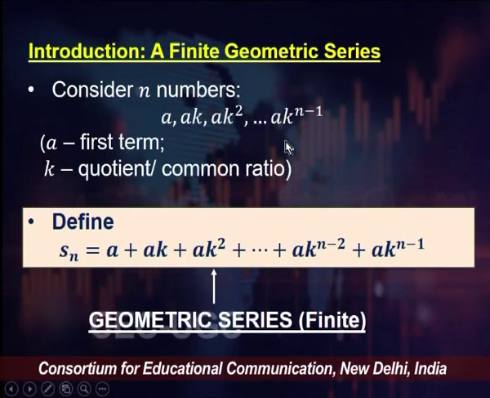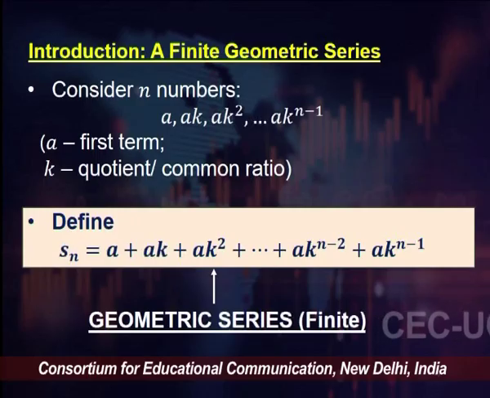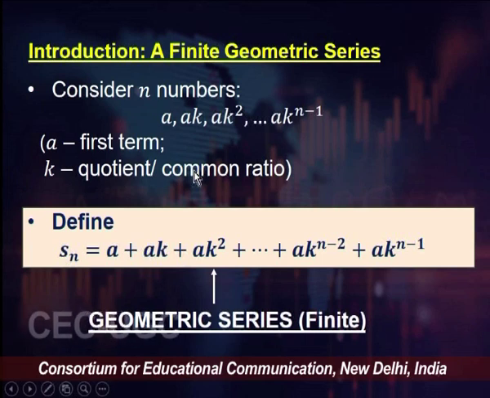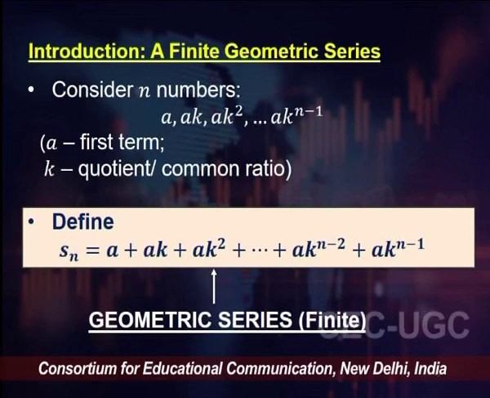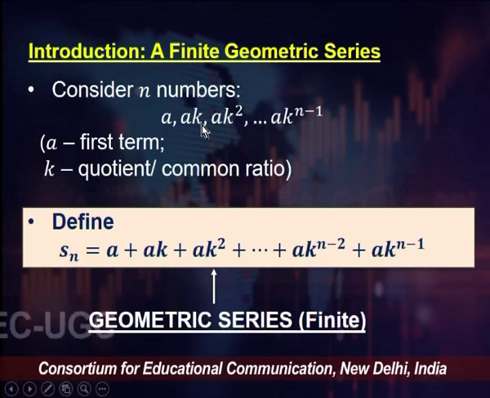Let us suppose you have a sequence of n numbers, which is given by a, ak, ak squared, and so on, where the general term is ak to the power n minus 1. Here in this sequence, a is the first term, and there is one thing unique about this sequence, which is that every number starting from the second is generated by multiplying the previous number with the constant k.